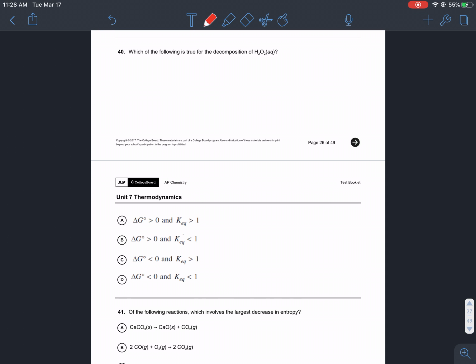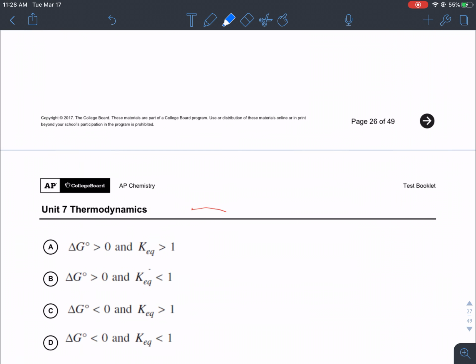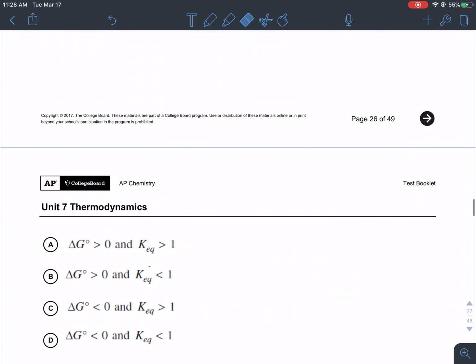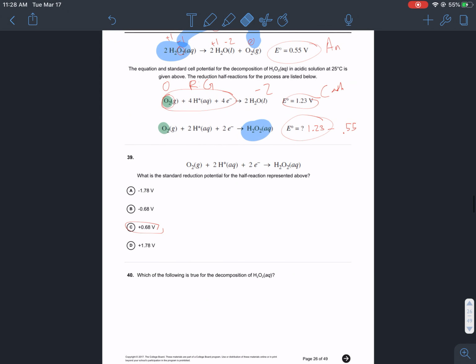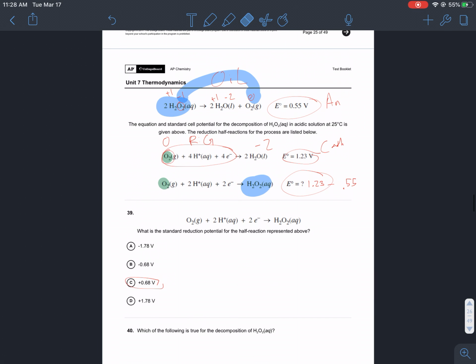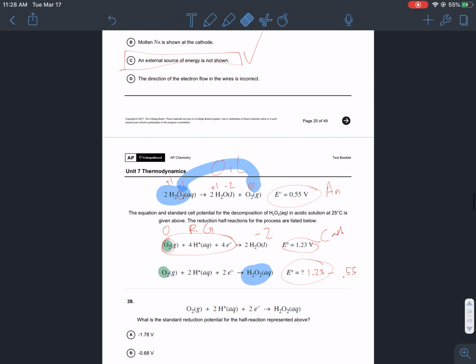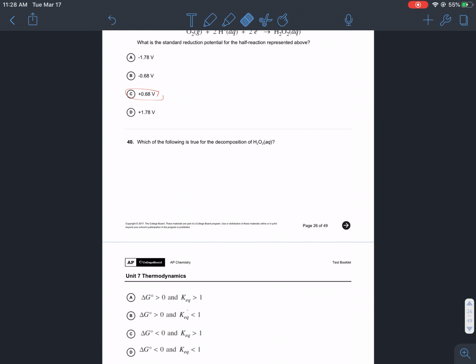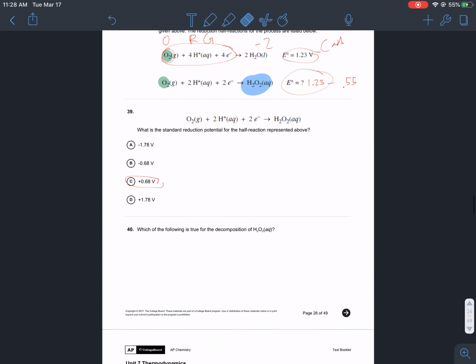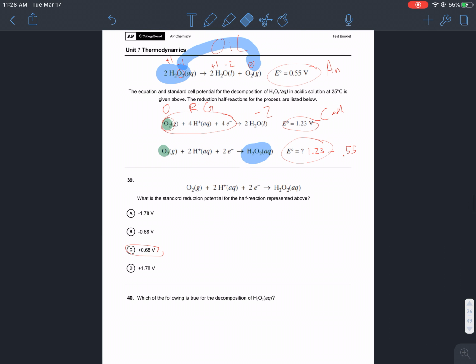Okay, which of the following is true for the decomposition of H2O2? Am I supposed to use this information? It doesn't say. I guess this is the decomposition of H2O2?